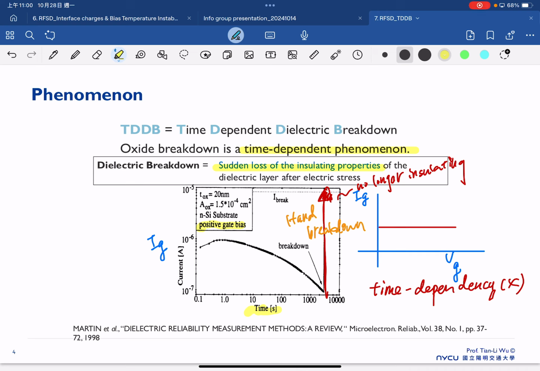Of course, when we try to understand the TDDB, we not only care about the last part where the current is shooting up and we see the hard breakdown, but we're also very interested in this region, because this region also tells us something. This is not just the curve going up and down, or an influence from the measurement machine. This curve actually suggests that the reason we have this current decrease is because we have a negative charge injection.